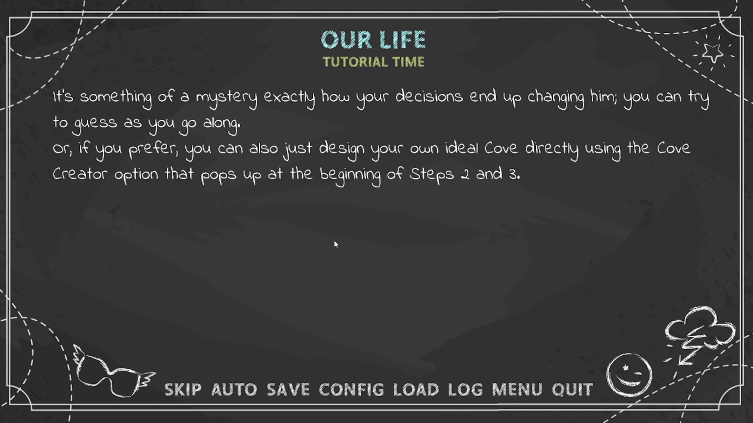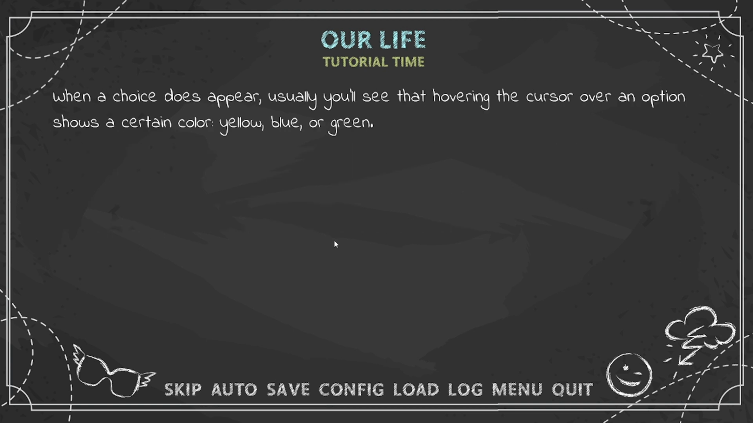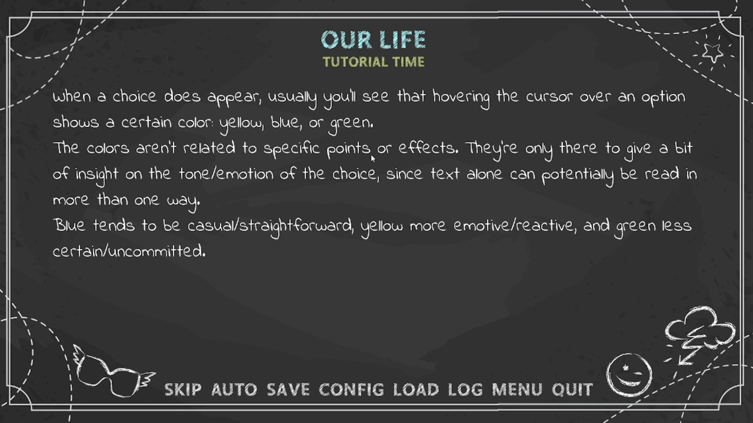Okay, let's keep reading. Or, if you prefer, you can also just design your own ideal Cove directly using the Cove Creator option that pops up at the beginning of steps 2 and 3. Making the choices you want is always more important than making a choice because you feel like you have to in order to get a certain result. When a choice does appear, usually you'll see that hovering the cursor over an option shows a certain color: yellow, blue, or green. The colors aren't related to specific points or effects, they're only there to give a bit of insight on the tone/emotion of the choice, since text alone can potentially be read in more than one way.